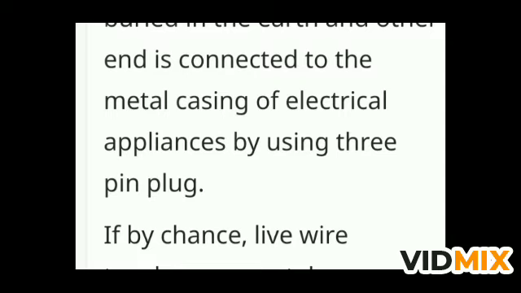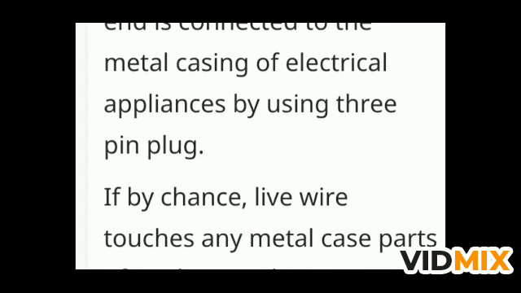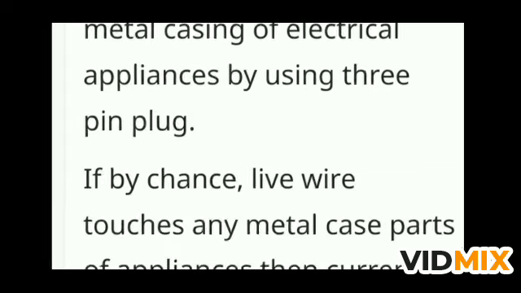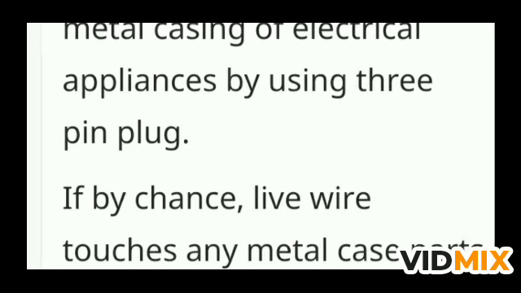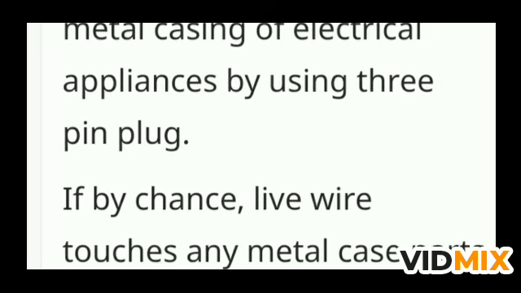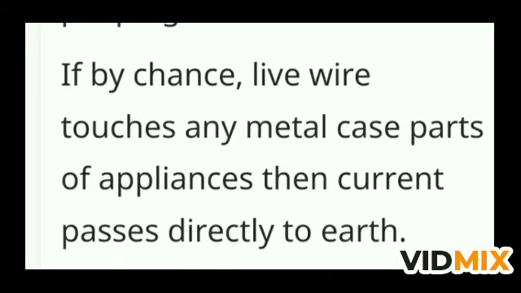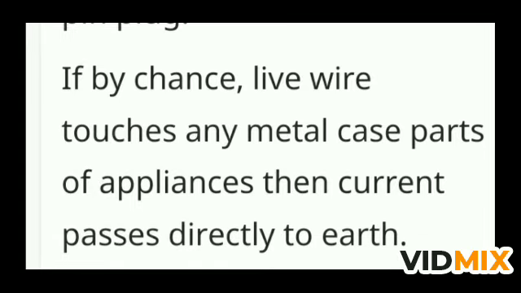That's why it cannot be inserted in another socket. पिन का लंबा होना और मोटा होना इस बात के लिए है कि वो किसी और पिन में, किसी और होल में इंसर्ट ना हो सके. It is a very important question: why is the earth pin bigger and thicker? So the earth pin is bigger and thicker so that it cannot be inserted in any other socket. If by chance the live wire touches any metal case part of an appliance, then current passes directly to the earth.